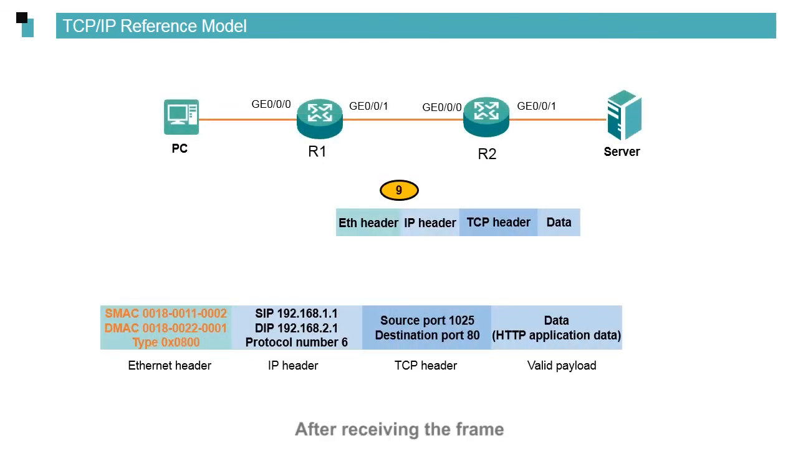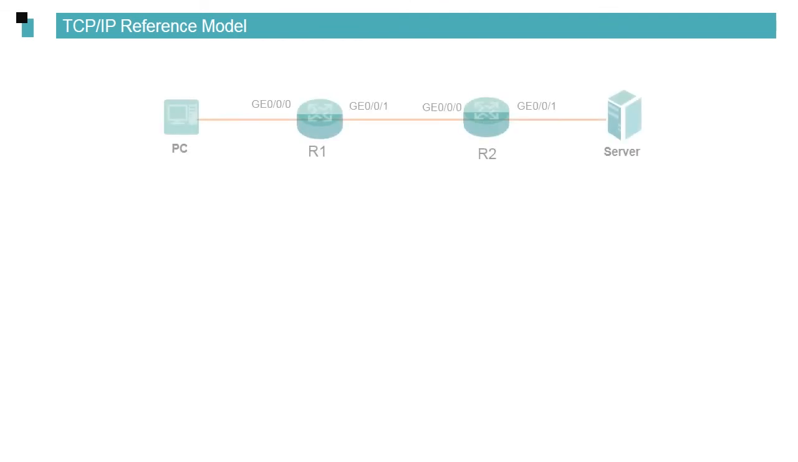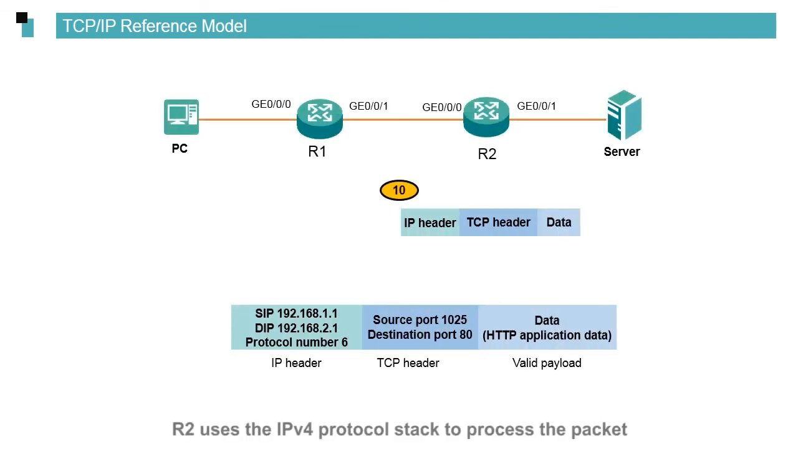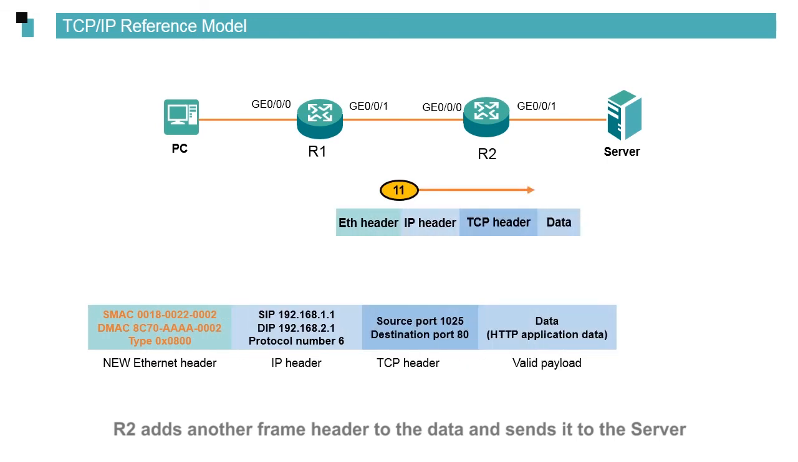After receiving the frame, R2 finds the destination MAC address is a local MAC address and removes the frame header. R2 uses the IPv4 protocol stack to process the packet and finds that the destination IP address belongs to a direct network segment but is not a local one. R2 adds another frame header to the data and sends it to the server.